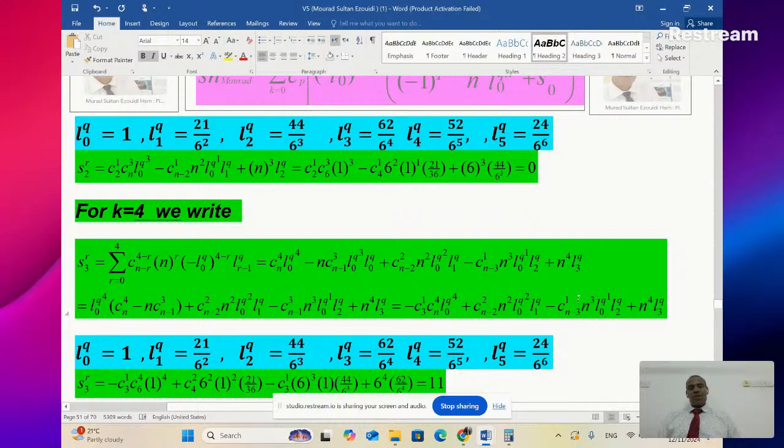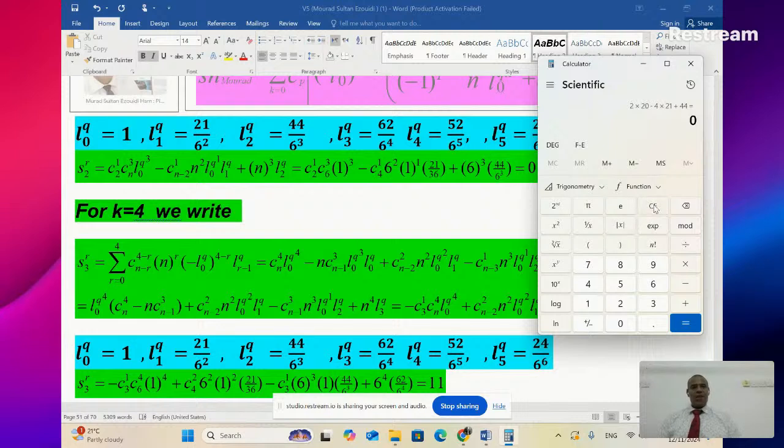Now, learners, here we will just practice. Substitute L0 with 1 and L1 with 21 divided by 6 squared, and L2 is going to be 44 by 6 cubed, and L3 is going to be 62 divided by 6 raised to the power 4. Just use your calculator. This means I'm going to calculate this slowly, S3, this one, and try to find the value of S3.